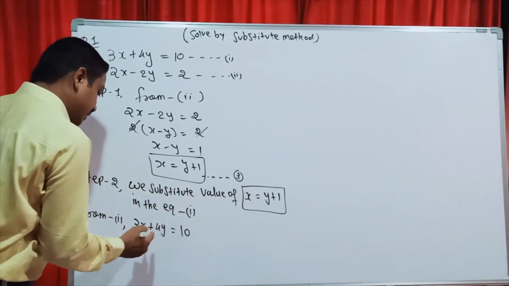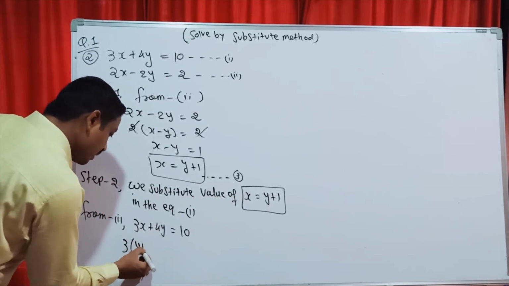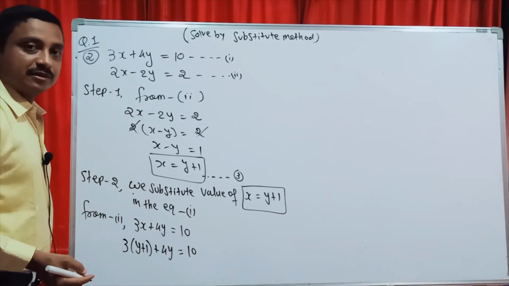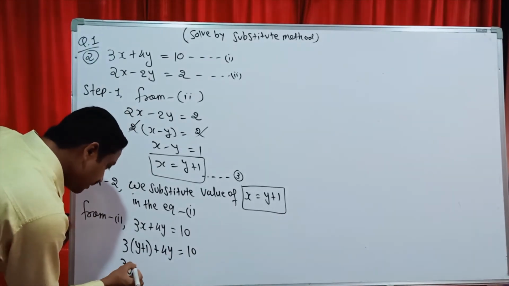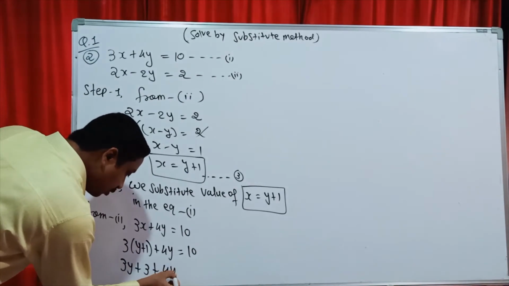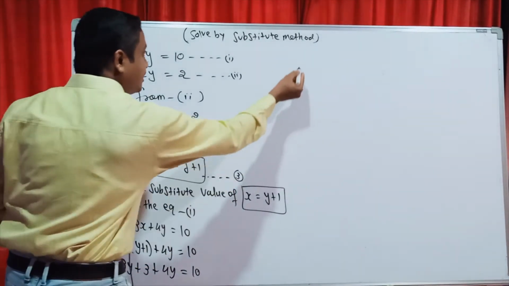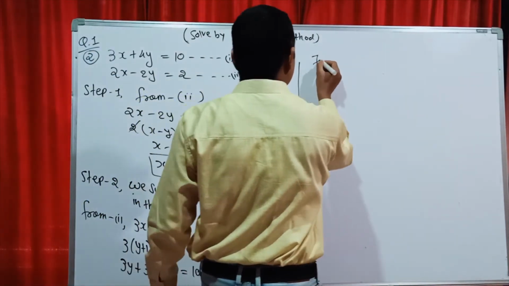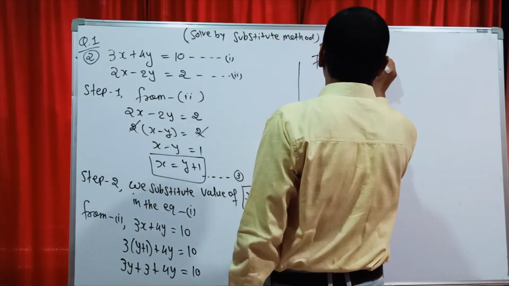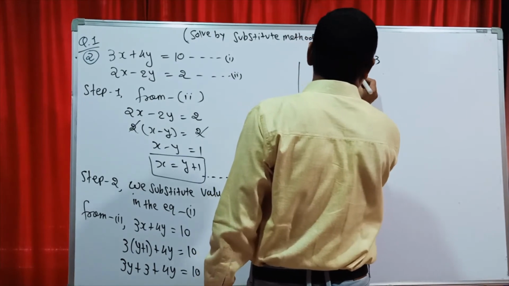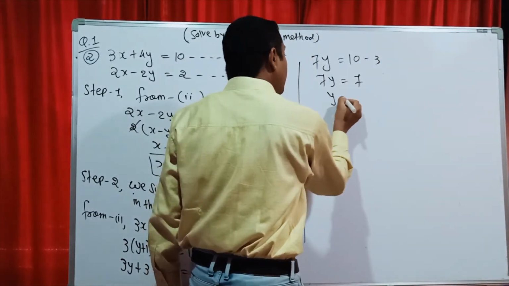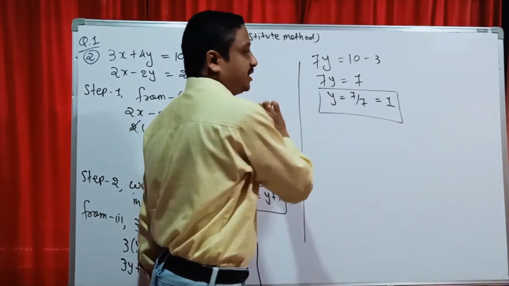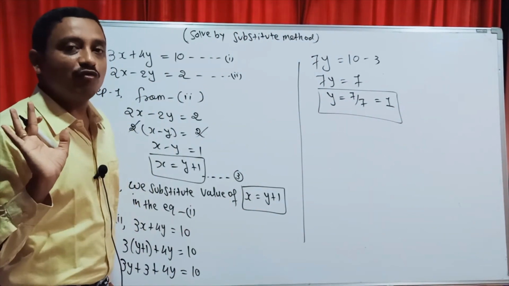This x value applies successfully: 3 times y plus 1, plus 4y is equal to 10. So further calculation: 3y plus 3 plus 4y is equal to 10. You get easily 3y and 4y, it is 7y, and 10 minus 3. So my answer is 7 is equal to 7y. y is 7 by 7, and that is surely 1. Yes, students, here we easily get the value of y.